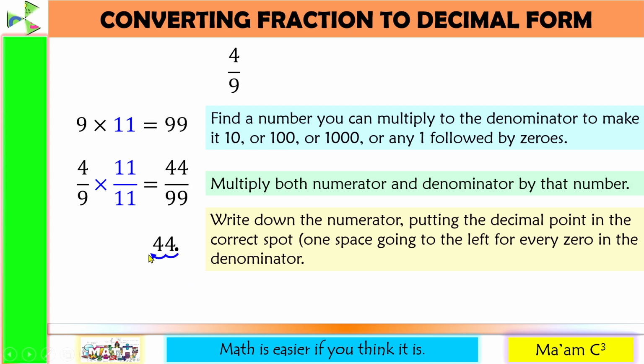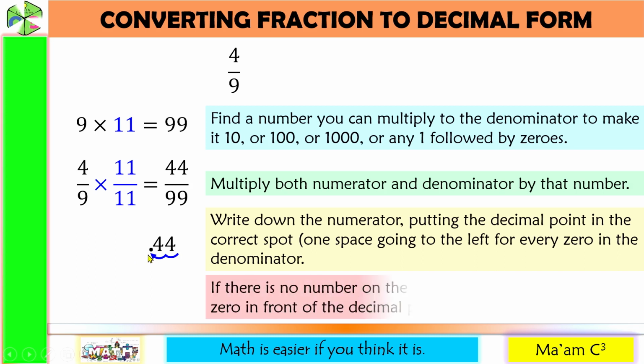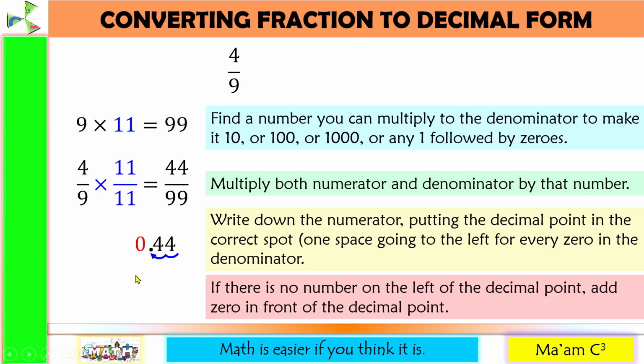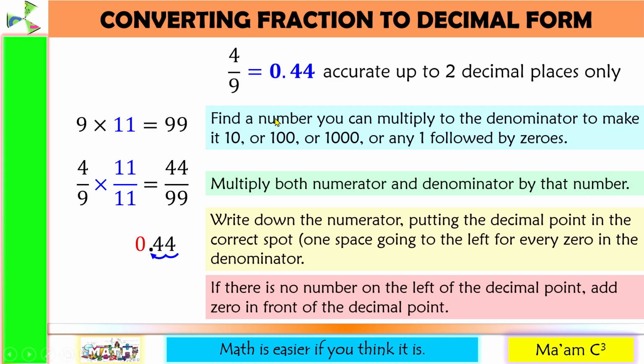So the decimal point should be here. And since there is no number in front of the decimal point, we are going to add 0. So 4 over 9 is equal to 0.44. But this is only accurate up to 2 decimal places only. Because remember that we only find a number that is closest to 100 but not exactly 100.